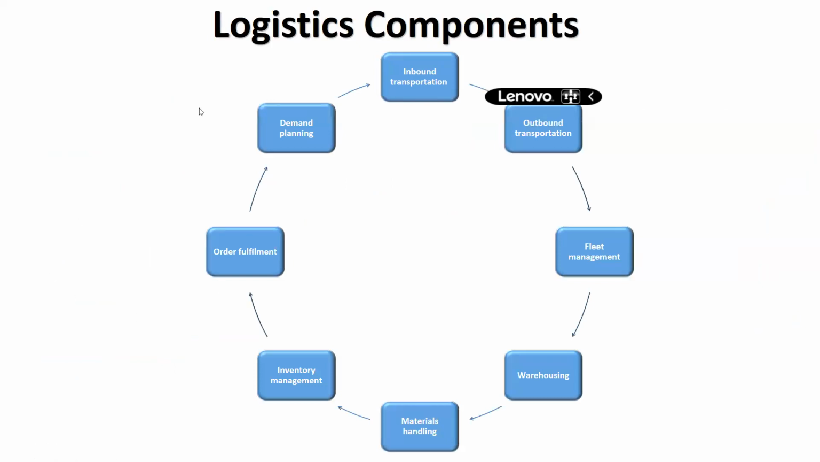So these are the logistics components. There's inbound and outbound transportation. Inbound transportation is the transportation coming from outside into the organization. It could be raw materials being brought from the suppliers to our organization. That is inbound. And we have outbound, when we are done with processing the raw materials into finished goods. That is transportation that goes from the organization to a different destination.